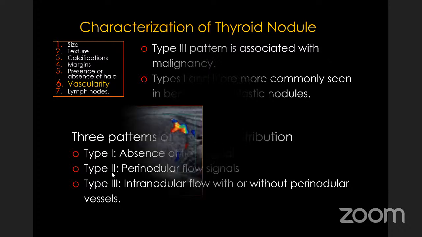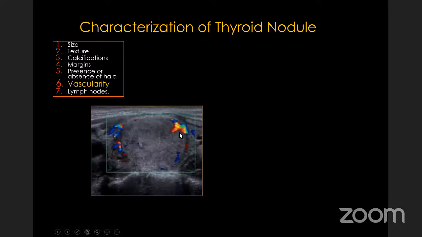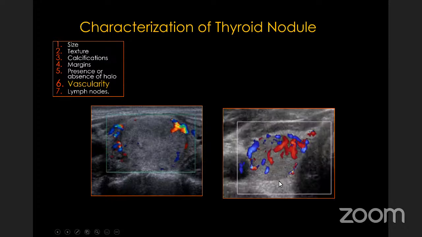This is a type 2 color flow pattern with a solid hyperechoic nodule. And this is a type 3 flow pattern, intranodular flow in a hypoechoic nodule with irregular margins, and there are small areas of calcifications.